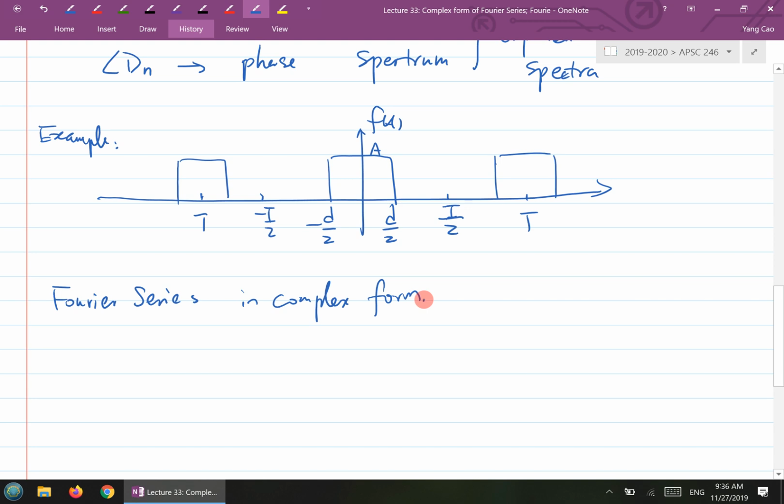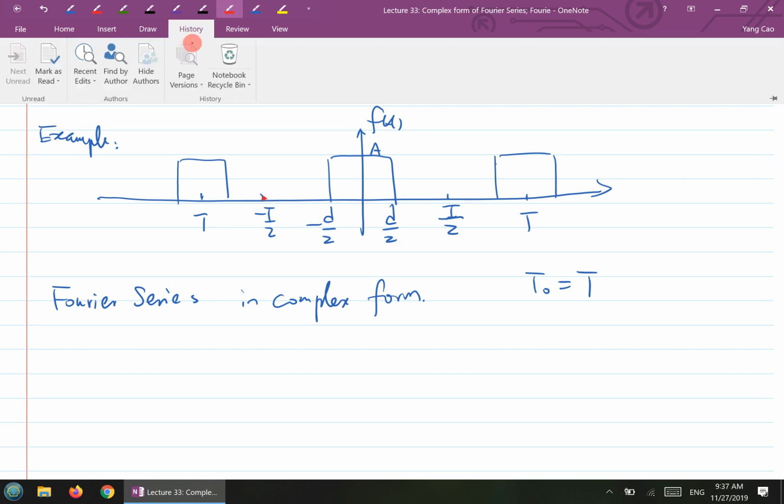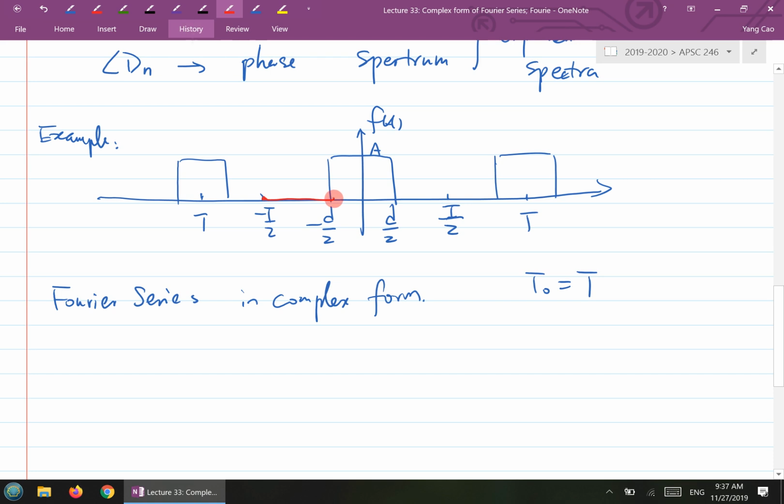So this definitely has a period of T, so t naught here is T. Doesn't matter how you count it. If you start from here, that's one period. If you start from 0, that's also one period up to this. So the period of this function f of t, t naught, is T.